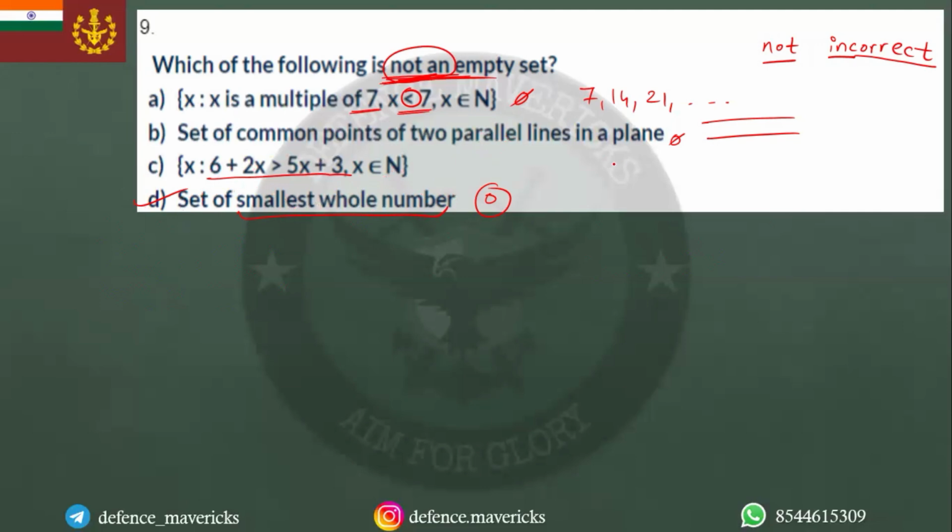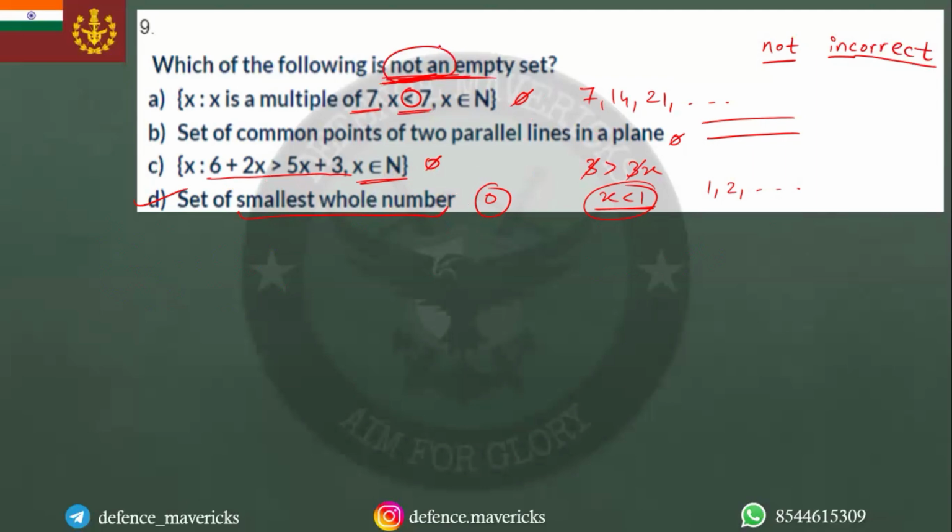Let's just solve this. If I take 2x on this side and 6 on this side, it becomes 3 greater than 3x. That means x is less than 1. Okay, cancel this. X is less than 1. And they are saying that x is less than 1 and x is a natural number. It's not possible, because natural numbers start from 1, 2, 3 and so on. So this is also an empty set. Okay, so there are 3 empty sets. The fourth one is not the empty set.